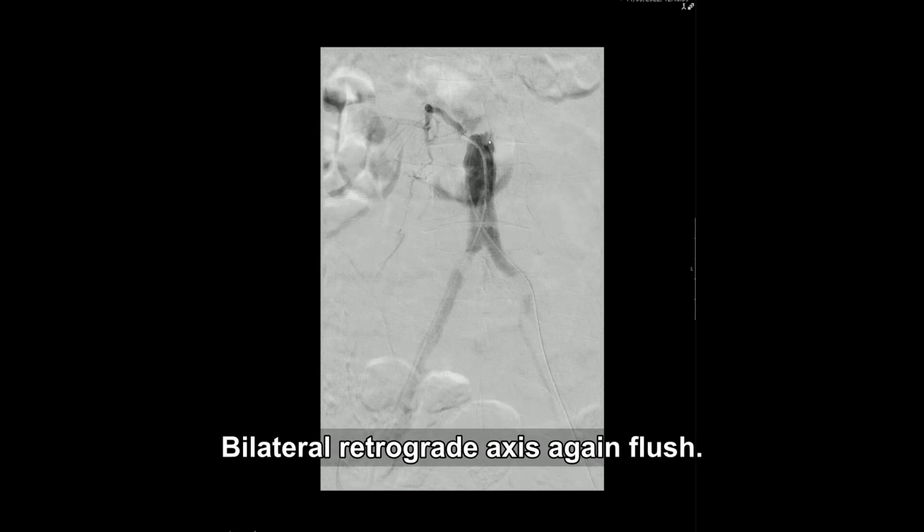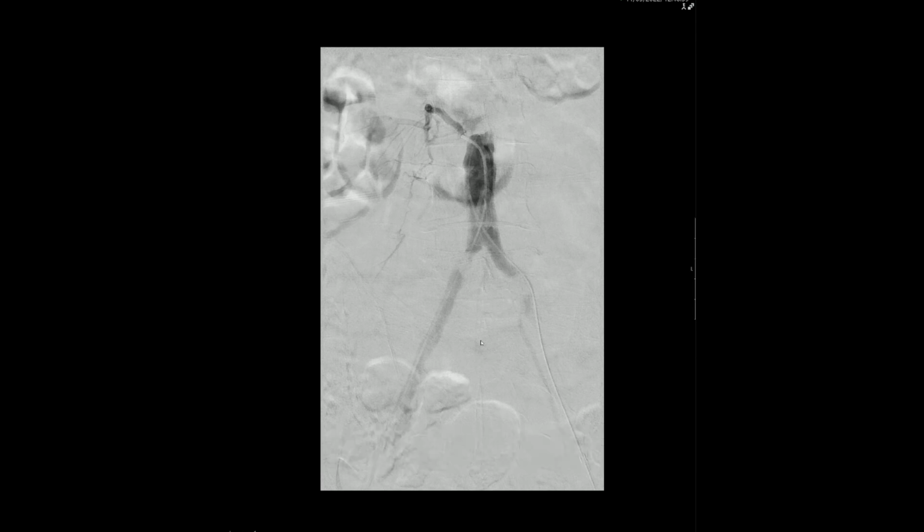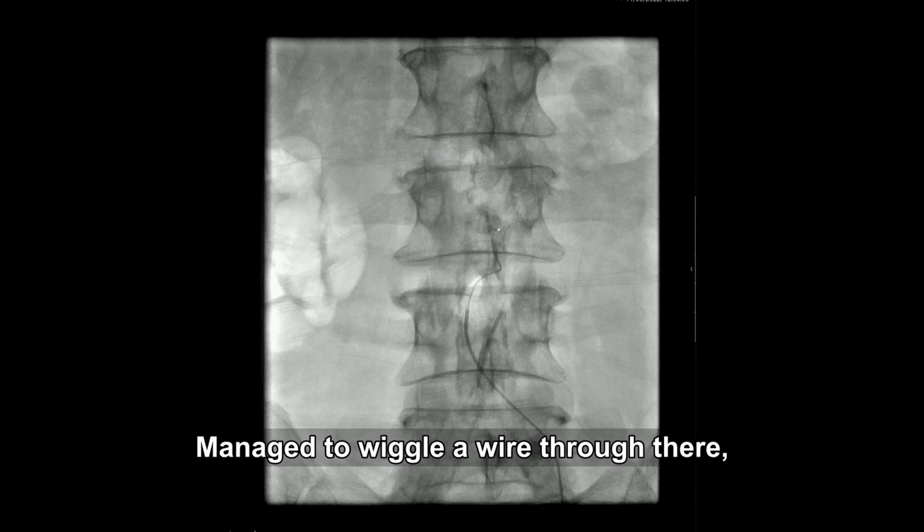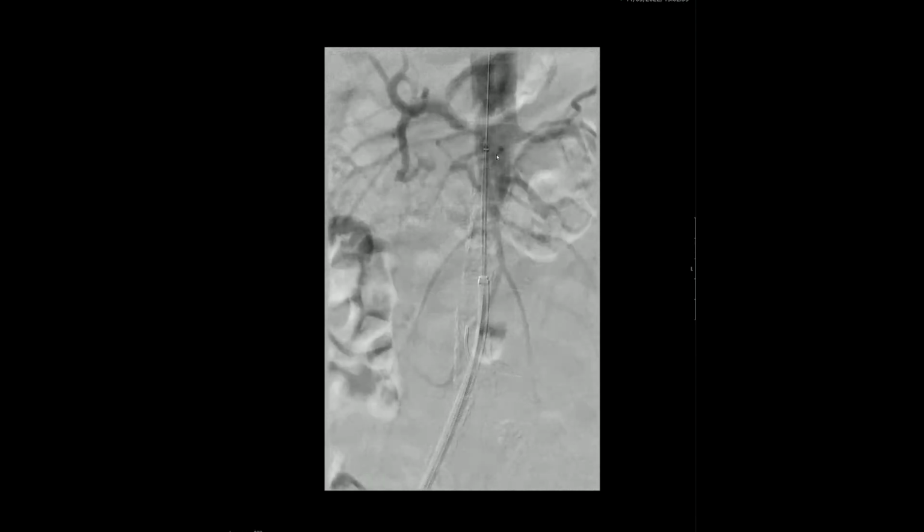Bilateral retrograde access again, flush. That is completely occluded. This is a distended lumbar artery. So the aorta gives rise to lumbar arteries, and that's the way he would have been perfusing himself. They would have bypassed the occlusion, gone around these lumbar arteries, back down and into a normal bit of vessel. So that's what that thing is there. They managed to wiggle a wire through there, put a big sheath through there, and he's burrowing his way through, and they're through. So you've got a sheath within a sheath within a sheath. It's like a Russian doll kind of model. He's really trying to push through. Managed to get through, which is incredible.